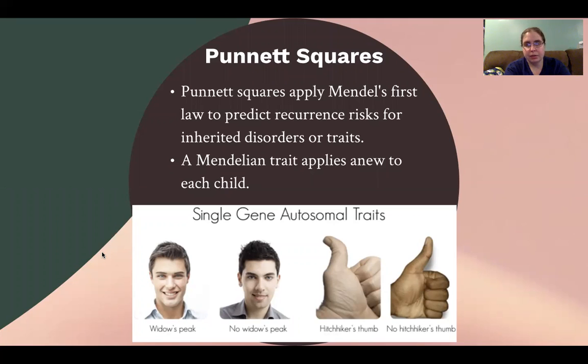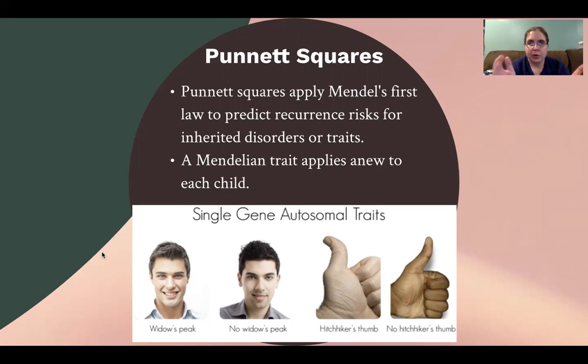Mendelian traits apply anew to each child. Now, that's related to the Punnett square. Remember how the Punnett square has 4 squares? We are not saying that the parents will have 4 children and that is the exact genotype of each child. We're saying that we can do the Punnett square for each child. So 1 Punnett square for each child.